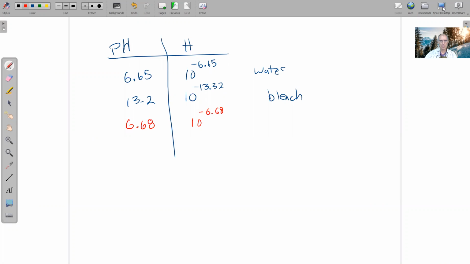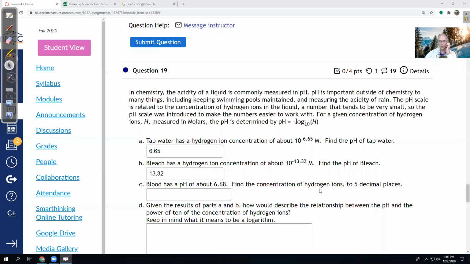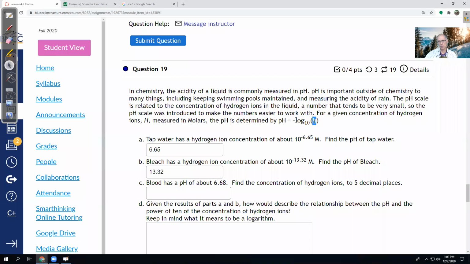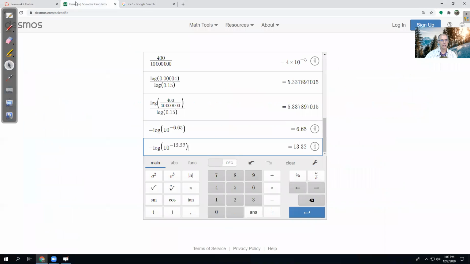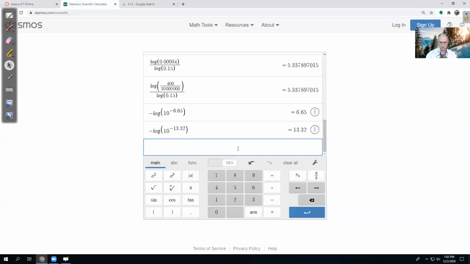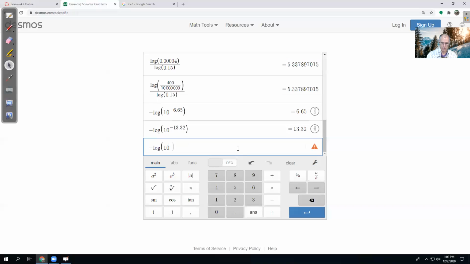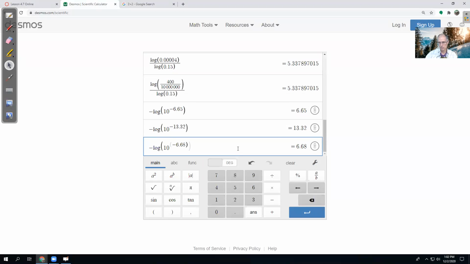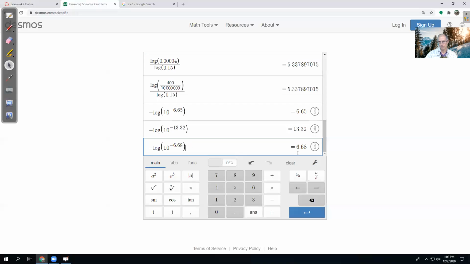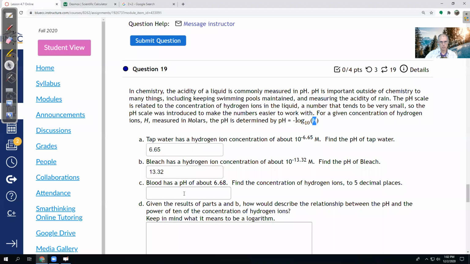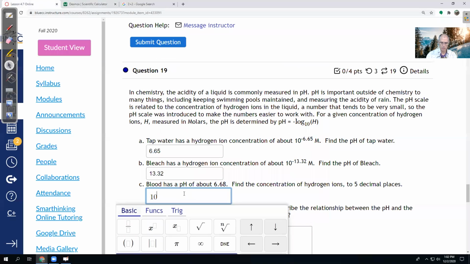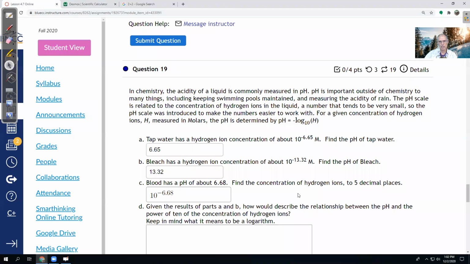So let's just compare that to the formula. The formula again said plug in the concentration of hydrogen ions to get the answer. So on my calculator, I take the opposite of the log of 10 to the power negative 6.68. It should say the pH is positive 6.68. So that would just be my answer for the value of H, the concentration of hydrogen ions.